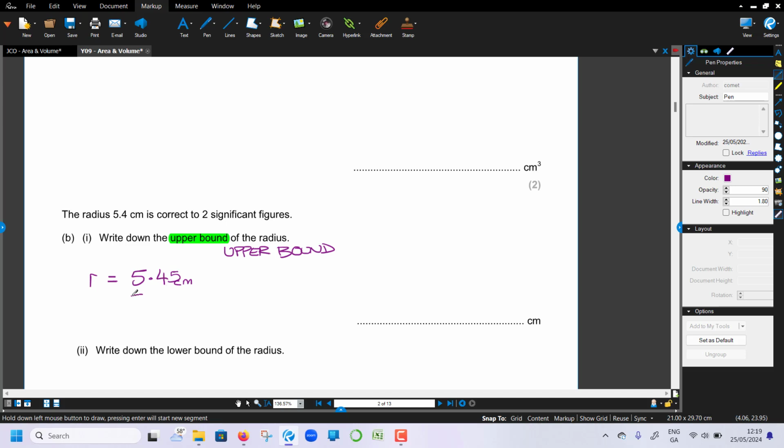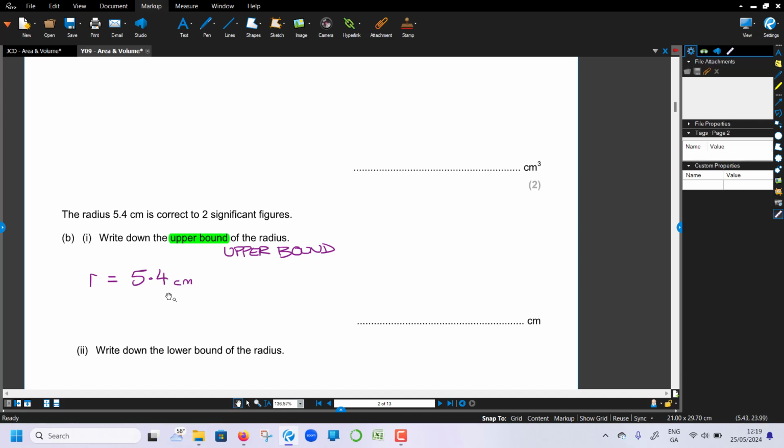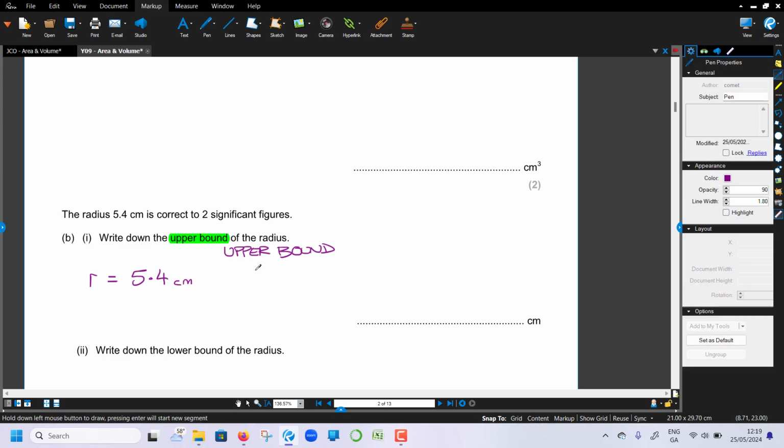That's it. Now to get the lower bound, I'm going to rewrite it. You also stick a 5 at the end, but you reduce the previous number by 1. That will give you the lower bound. So it's a little trick there. So to get the upper bound, we just write that down, 5.4, and we stick a 5 at the end. Cool. And that's it. Now that won't always work, but here it will.